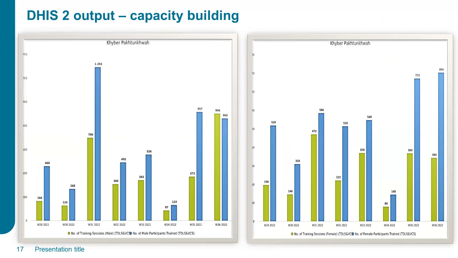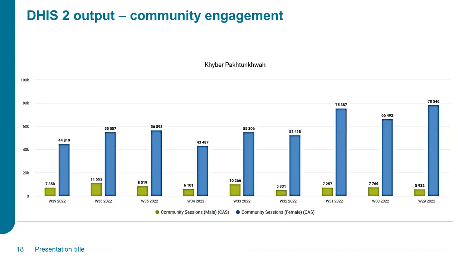Also, we added to the system the ability to record capacity building or training workshops, which gives a snapshot to the program manager and partners of how many trained male or female staff are available at the community level or at the district level, and how many were trained in different weeks. We know that the engagement of community is very important for the prevention and control of dengue fever. So the DHIS2 also captures the engagement of local communities. The system offers to record community sessions conducted by the program social mobilizers right at the community level.